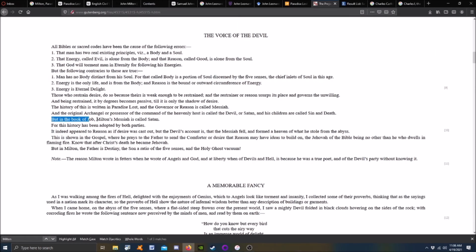So we get, in the book of Job, Milton's Messiah is called Satan, for this history has been adopted by both parties. Reading through The Marriage of Heaven and Hell would be a totally legitimate way to complete this assignment, to bounce these thinkers off of one another. Blake's interpretation of Milton is very much a valuable insight, and would count as research for this class. So again, lots of potential options for what you could be researching, lots of potential scholars and writers and thinkers and really good peer-reviewed sources that you could potentially be digging from.